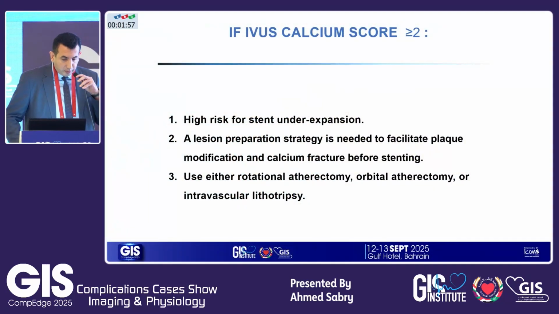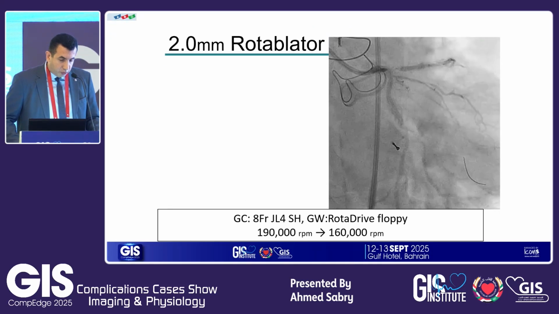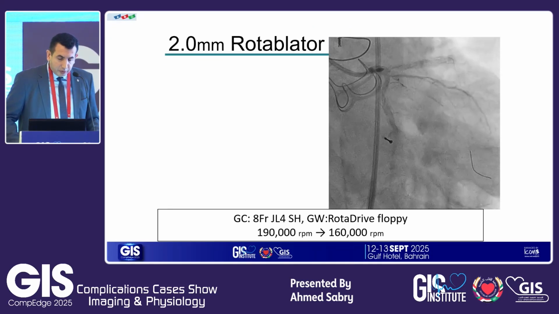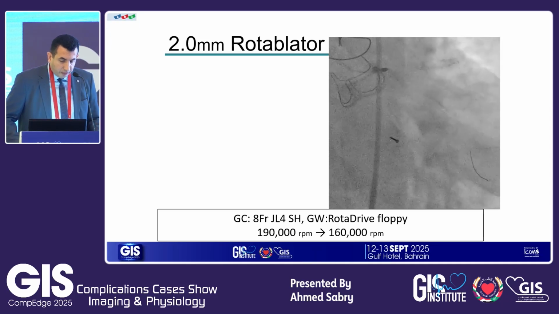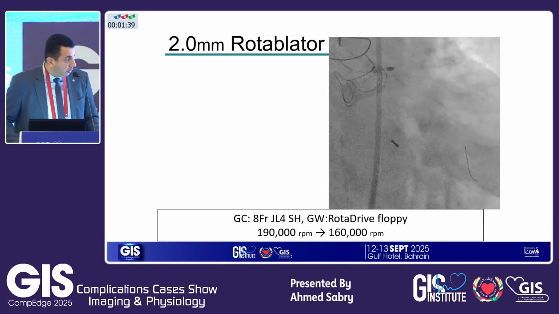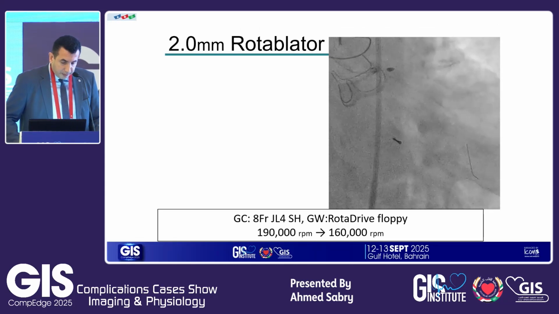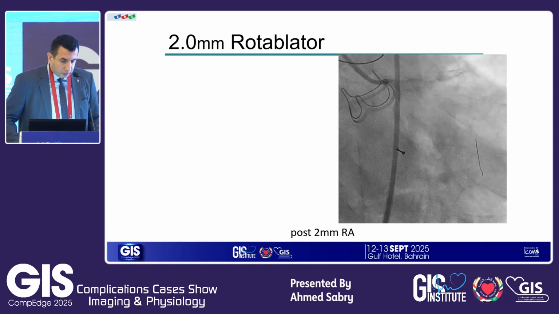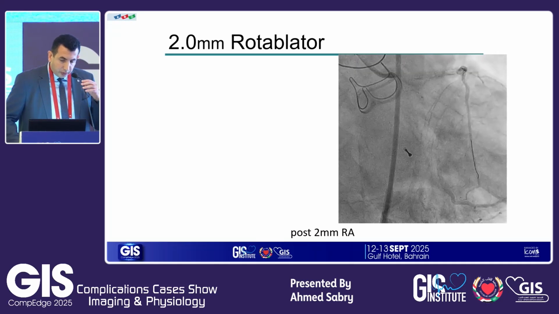The lesion preparation strategy needs to facilitate plaque modification and calcium fracture before stenting, with either rotational atherectomy, orbital atherectomy, intravascular lithotripsy or IVL. So we started to use a 2 millimeter Rota burr with a RotaWire Floppy and a speed range from 190 to 160 thousand RPM. This is the coronary angio after the Rota burr.